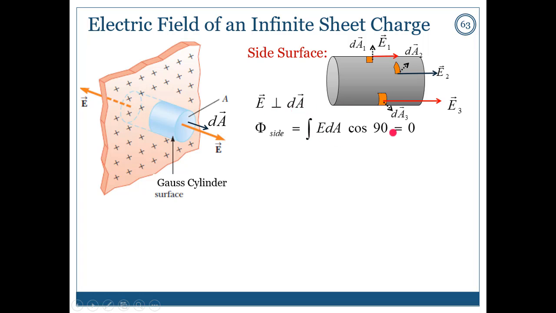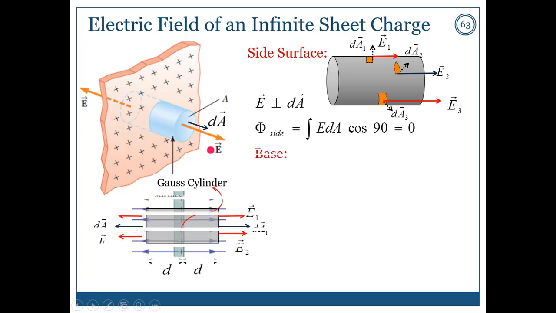Hence, you are going to get a cosine 90 in your flux calculation, which will give you a zero flux on the round side. And these E field vectors will have different magnitudes. It's fine because they are at different distances to the sheet charge, but it won't even matter because you have a zero integral anyway. Okay, so this cylinder put this way is a beautiful choice for us to calculate the E fields at a distance from the sheet charge.